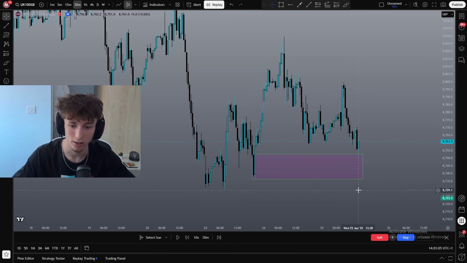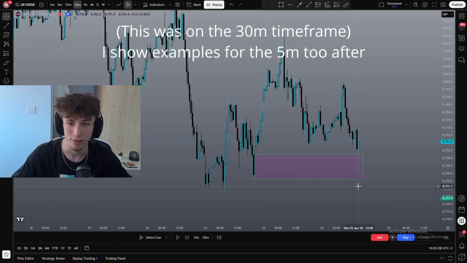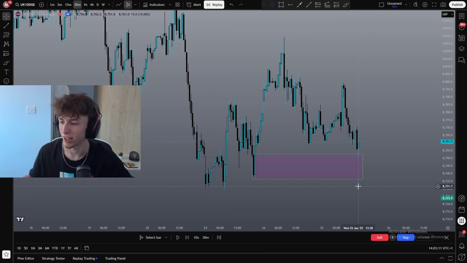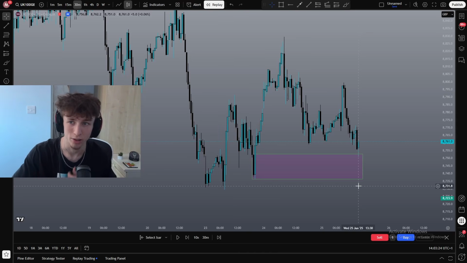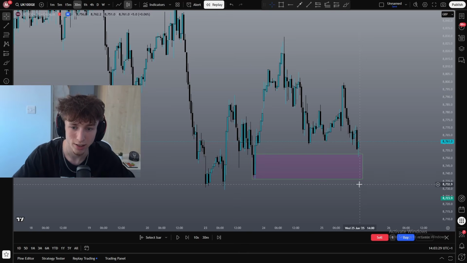However, this candle is at 1:30. If you don't know, every 4 hours there's obviously a new 4 hour candle open. And in my time, that'll happen at 6, 10, 2, 6, etc. So I knew that this next candle was about to open a new 4 hour candle as well.